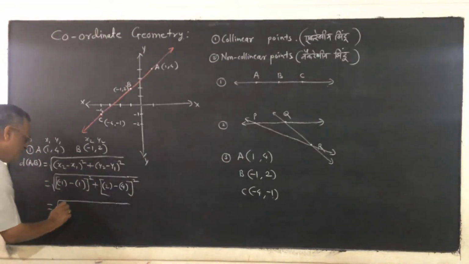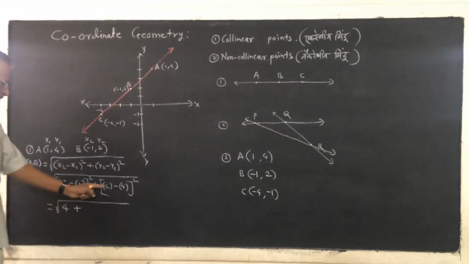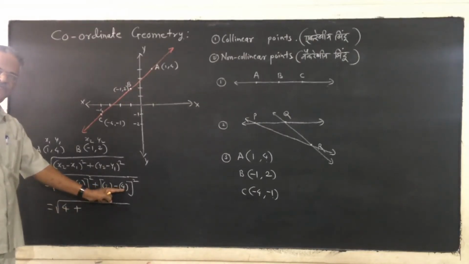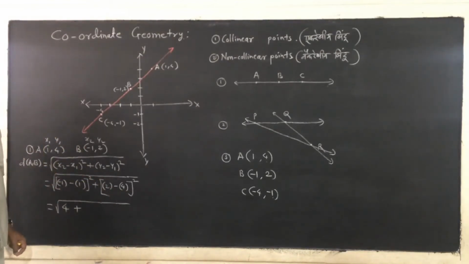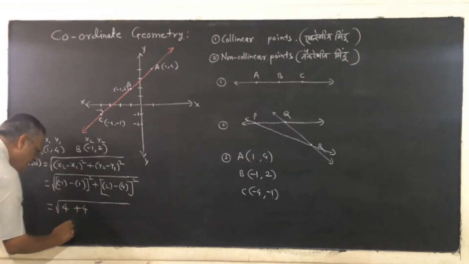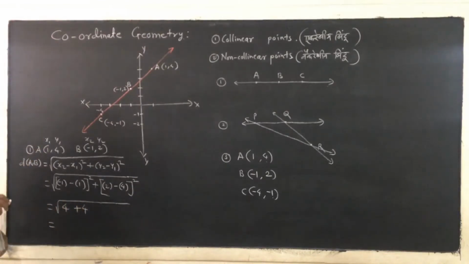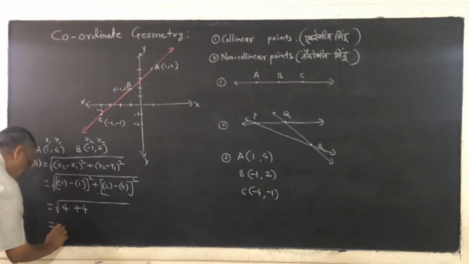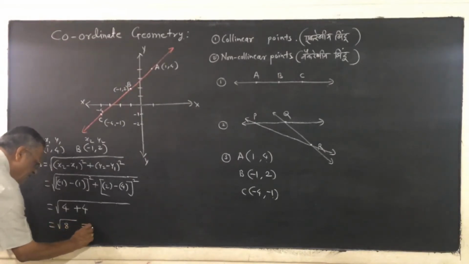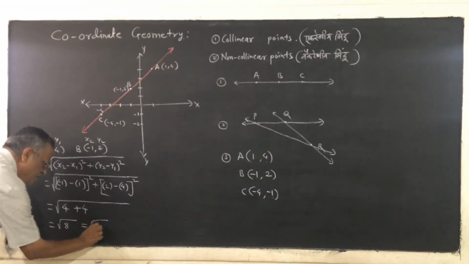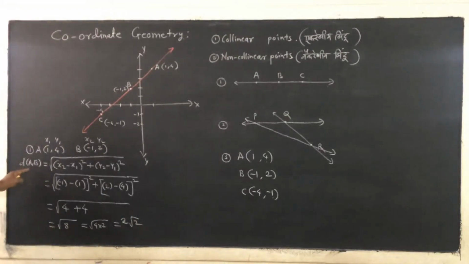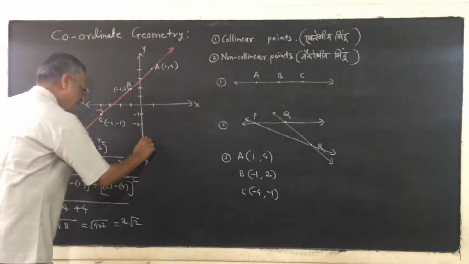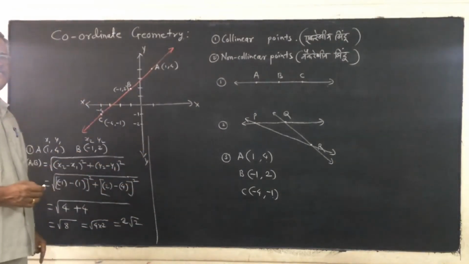-2 square, you are getting 4. And what is that? This is 2, this is positive 4. What is the difference? -2. What is the square? 4. So we are getting 4 plus 4. So what is the answer there? It is 8. In short, it is 4 into 2 under root. So it is 2 root 2. What is the distance between A and B? 2 root 2. Similarly, calculate distance BC.